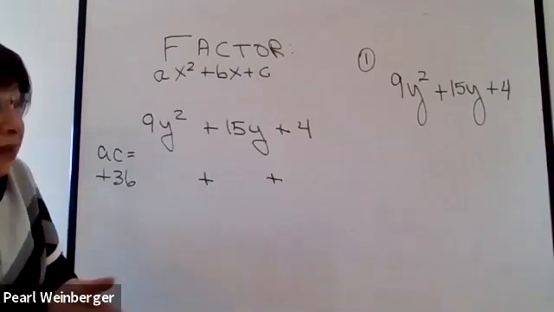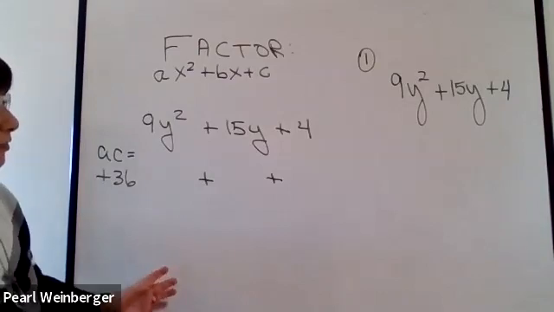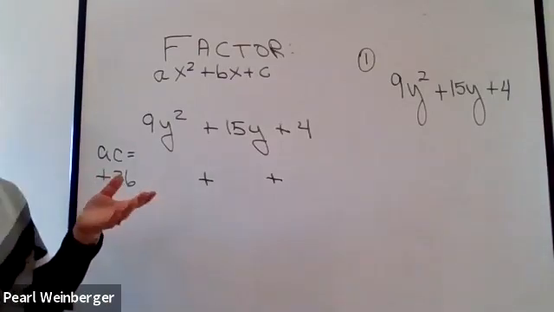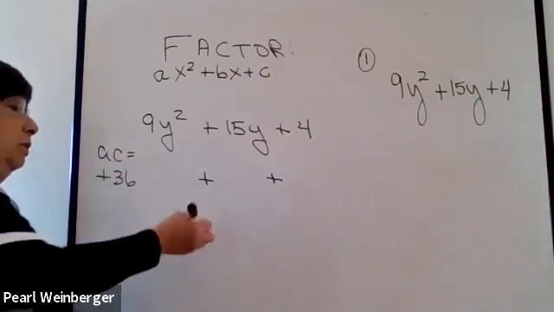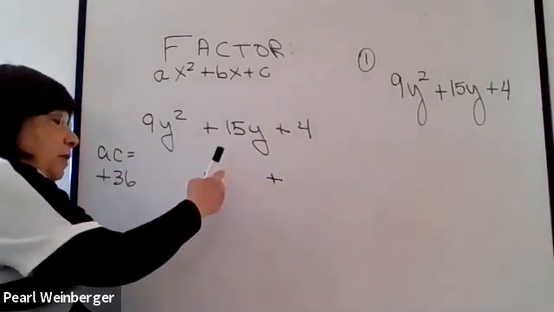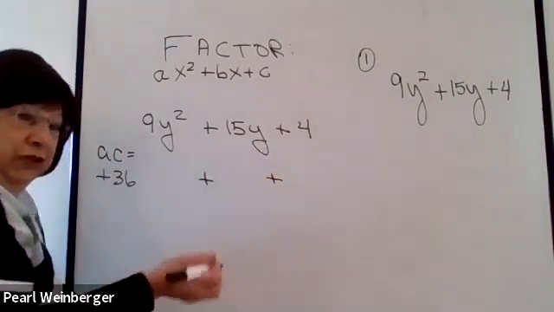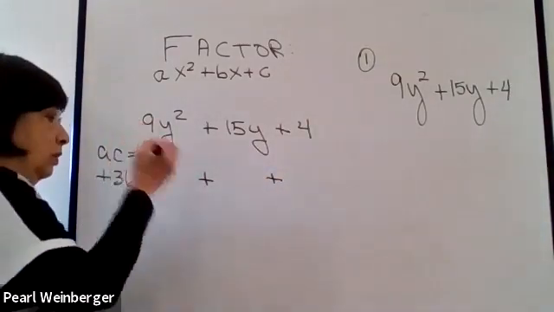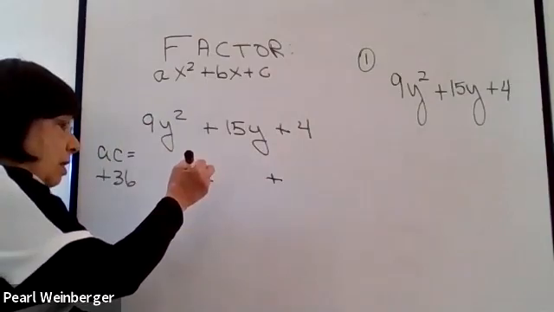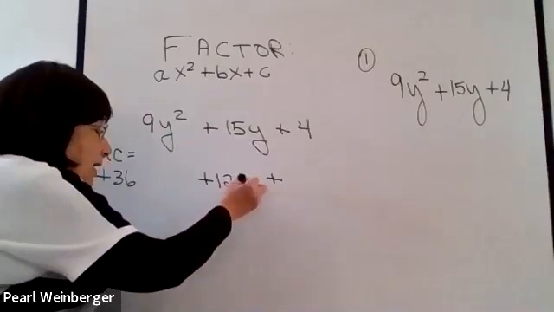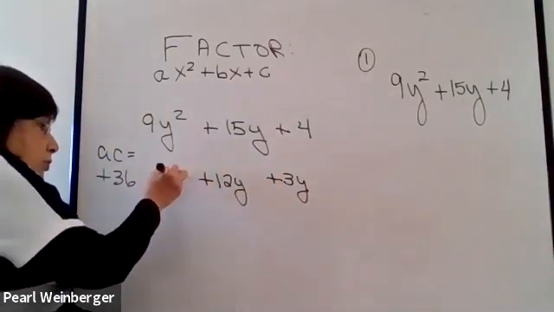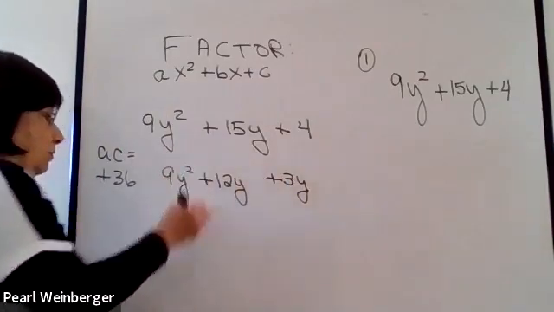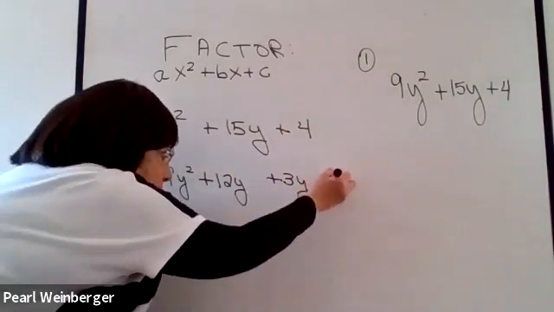Sometimes you have to play with the numbers a little bit. You can use your calculator to do this, but be very careful before you make the choice. Make sure they add up correctly. So we're going to break this up. Does it make a difference if I put the 12 here and the 3 here or vice versa? No. Just put the 12 first and the 3 after. So this is going to be my 12y and this is going to be my 3y. And I just bring down the other two terms, the 9y squared and the 4.